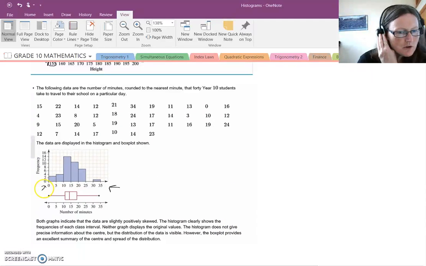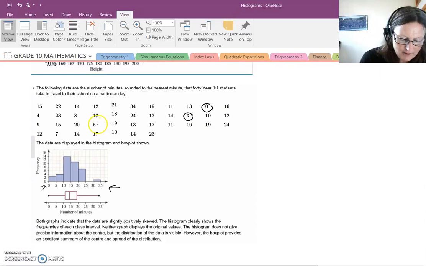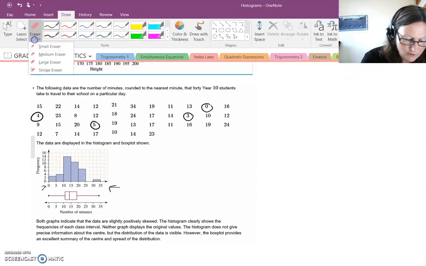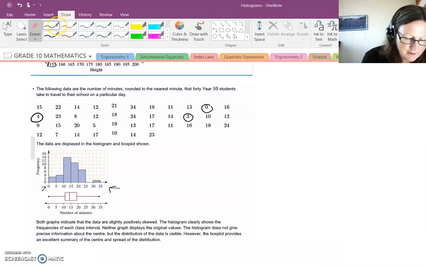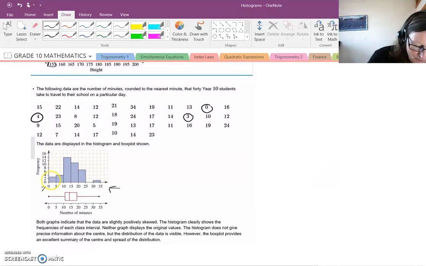Let's look at how many students travel to school between 0 and 5 minutes. So here, here, here, and here. And I'm sorry, we don't include the 5. So how many students travel between 0 and 5 minutes? If I'm not including that one there, there is 3. So between 0 and 5 minutes, on my frequency axis I go up to 3 and rule a line across.